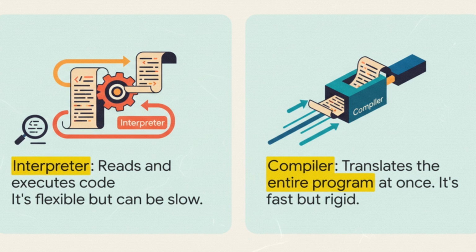Then, on the other side, you have the compiler. This is more like someone who translates a whole book. They do all the hard work up front, converting the entire program into fast, native machine code before you even run it. The result is incredibly fast, but it's a much more rigid, all-or-nothing process.